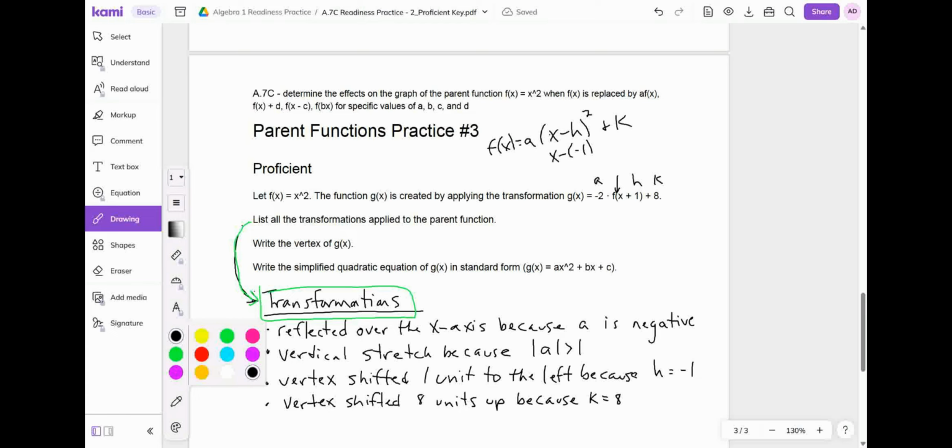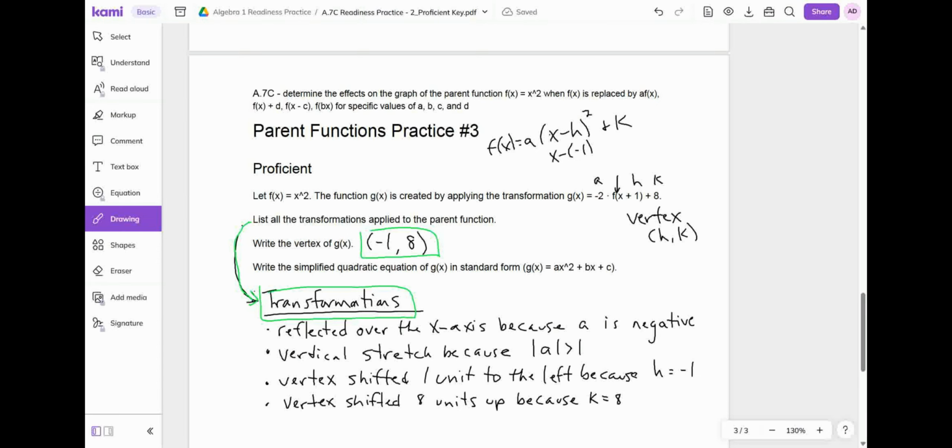Now, what is our vertex? Well, our vertex, we just need the h and the k. So our h is -1. The nice thing is your vertex is just going to be your h and k. So if you've identified your h and your k, you're good. So what is my h? -1. What is my k? 8. There's your vertex. And then we need to write the simplified quadratic equation for g of x in standard form.